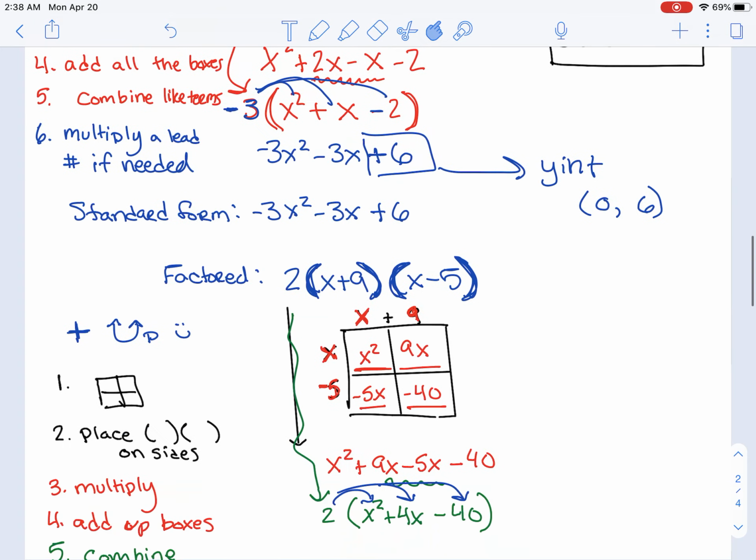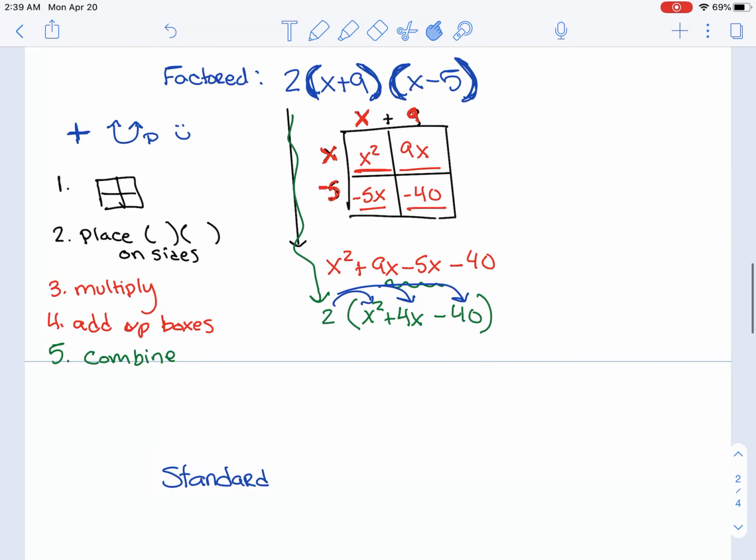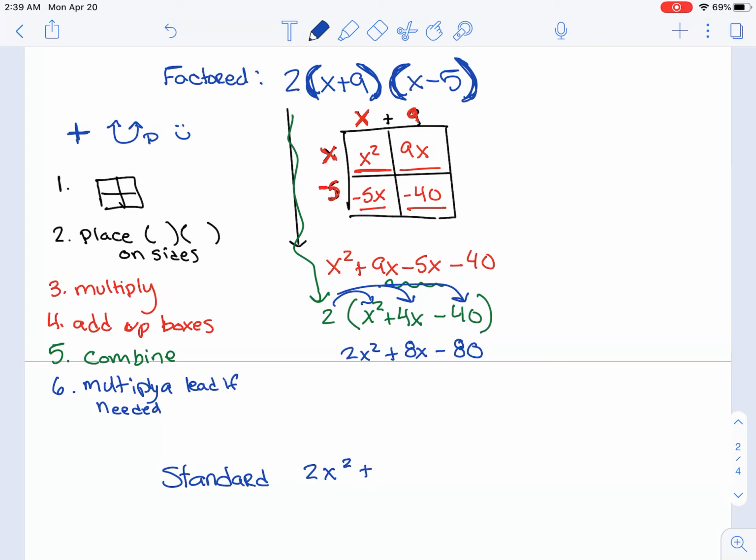What words did I use before? Multiply a lead if needed. Okay. So I used the word distribute this time. Means the same thing. So I get 2x squared plus 8x minus 90. That's my standard form.